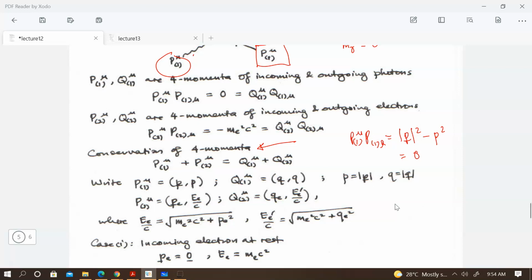For the electron, again, we just write it in terms of this. Here is the initial momenta for the electron, and then you have your fourth component, which is given by the relativistic energy divided by c. Same thing over here. To differentiate from the initial energy, we write it with a dash. So the E dash here is related to this, and your E here is related to this.